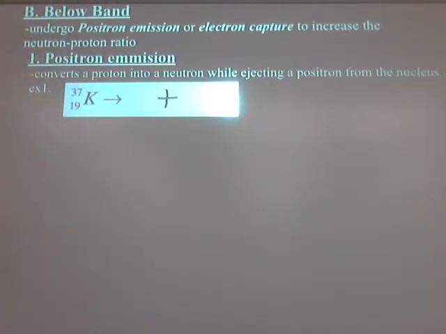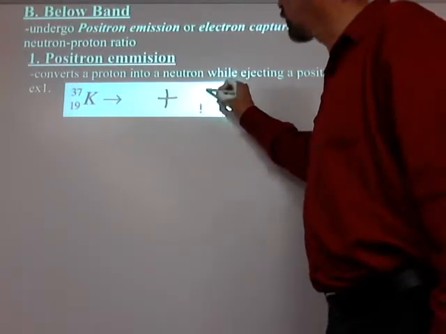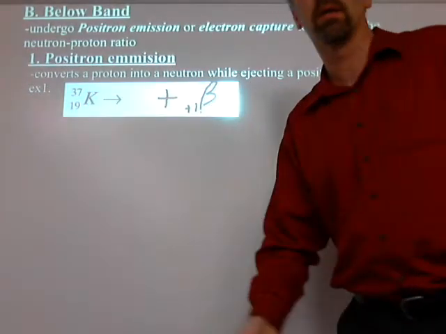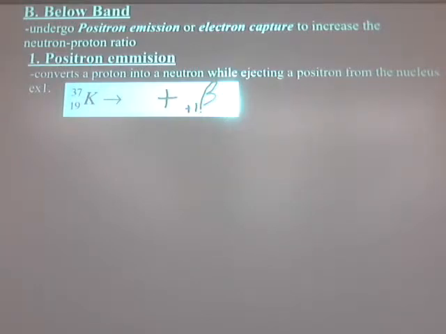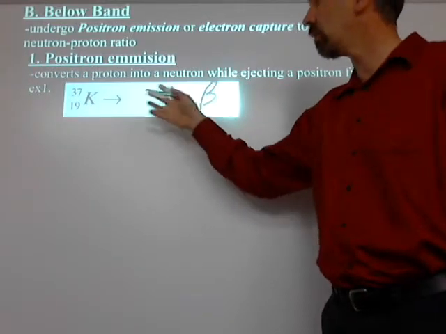One of them's a positron. Problem is, what's a positron? Take a look back at my types of radiation. What do I use to represent a positron? If you look him up, you'll see he's this, isn't he? Right? That's a positron.